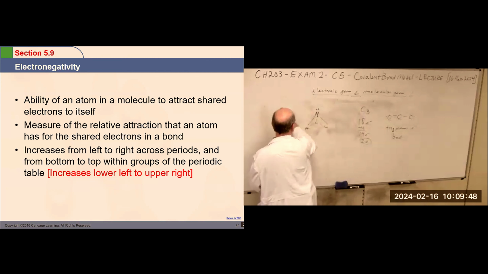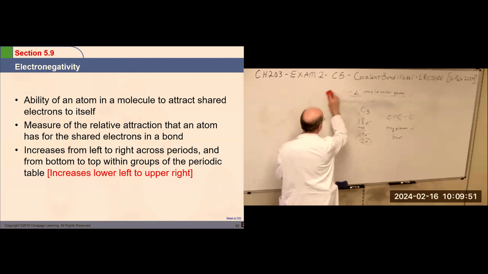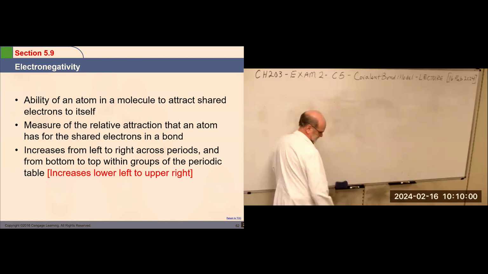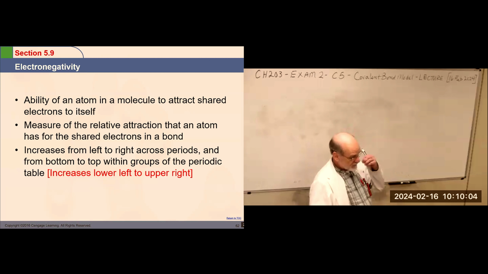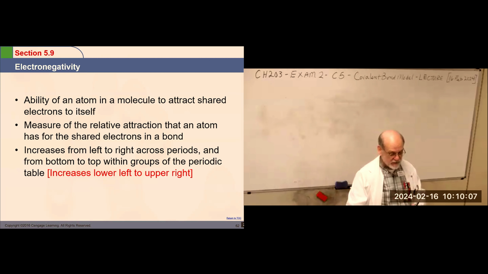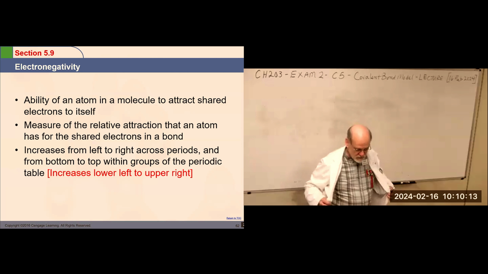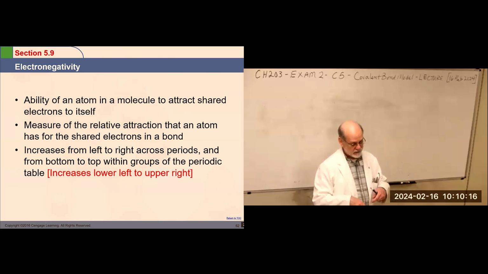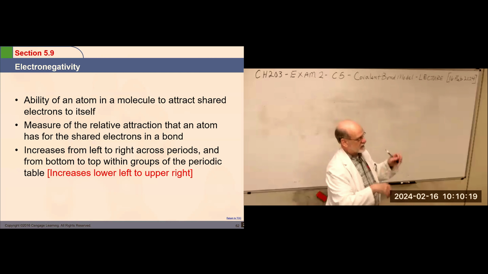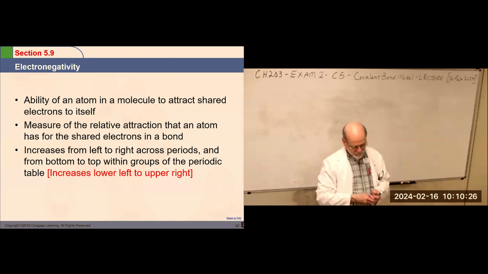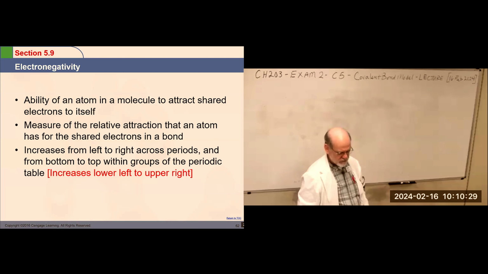I mentioned this characteristic of elements before, electronegativity. It's simply the ability of an atom in a molecule to attract shared electrons to itself. And it's measured, actually it's measured in molecules. It's not measured independently. We assign values to each atom based upon their associations with others. And it's a complex equation to do it. The most commonly used one is the Pauling scale.